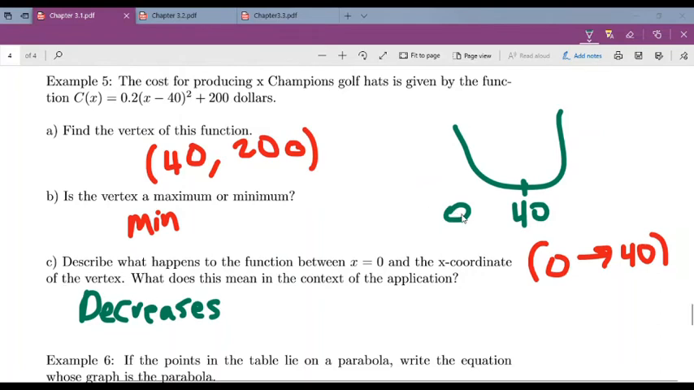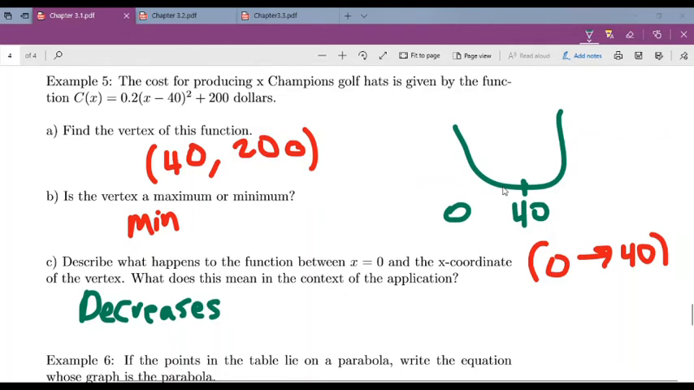It means that if you're going to buy champion golf hats, if you're buying a low volume of champion golf hats, it's going to cost more per hat than if you're buying a higher volume, up to a certain point, and then it starts back to increasing. So if I'm only going to buy, say, 2 hats, and you can look at your graph if you want to, those 2 hats are going to be so much more expensive than if I was purchasing 30 hats.